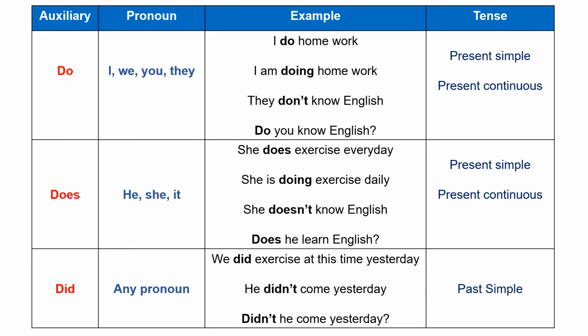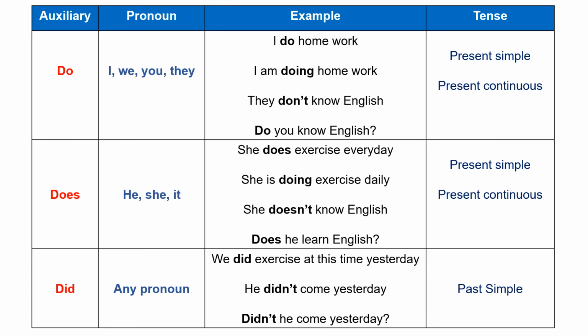Next example: she doesn't know English. This sentence is in present simple and doesn't is an auxiliary verb in this sentence. Know is the main verb. Does is used in questions in present simple tense. Example: does he learn English? In this question, does is an auxiliary verb and learn is the main verb.